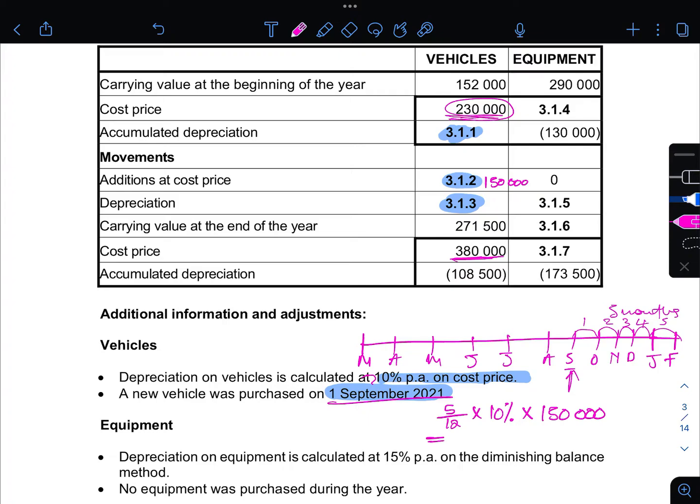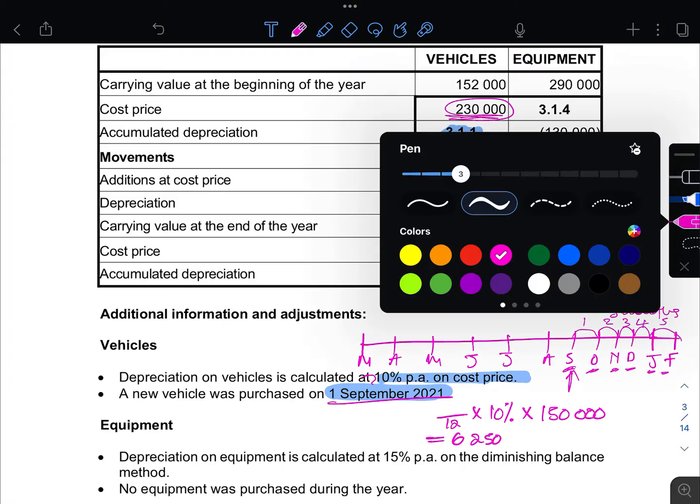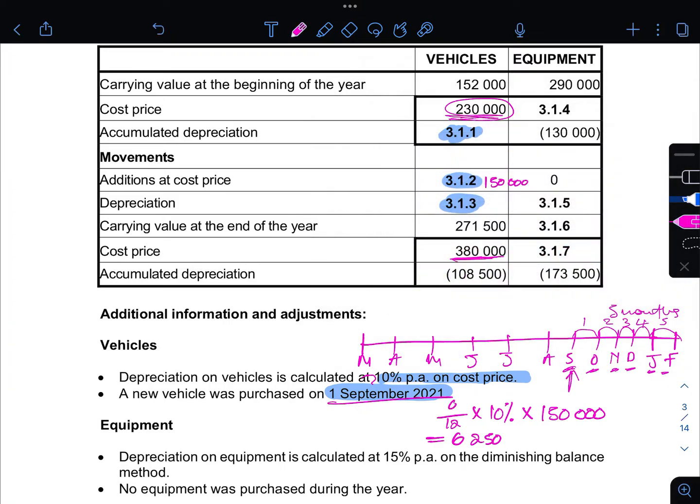Okay, let's look for the percent times 150,000. So it's 6,250. Now we are supposed to calculate... okay, look, wait. It's 1, 2, 3, 4, 5, 6. It's supposed to be 6 months, not 5. So this is why it is really important for you to draw your timeline.